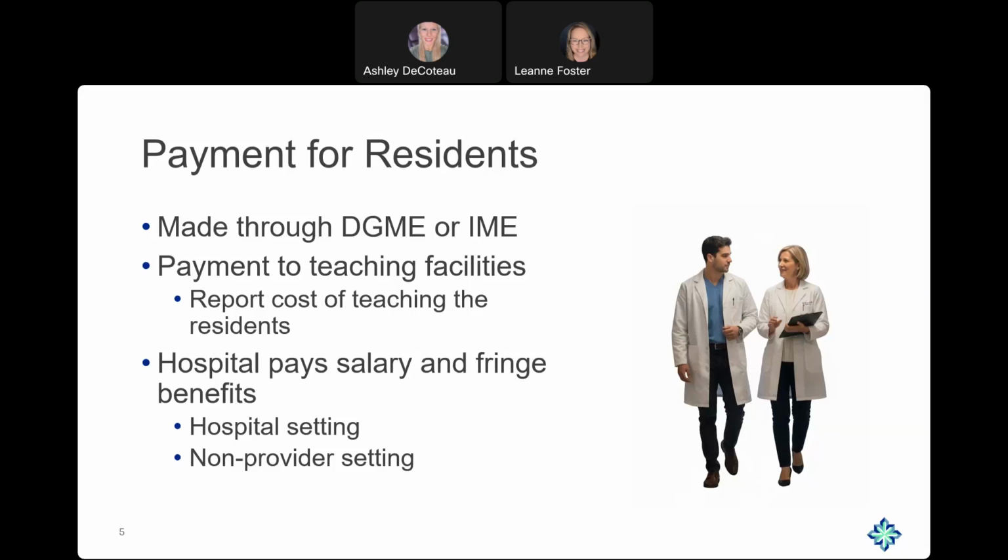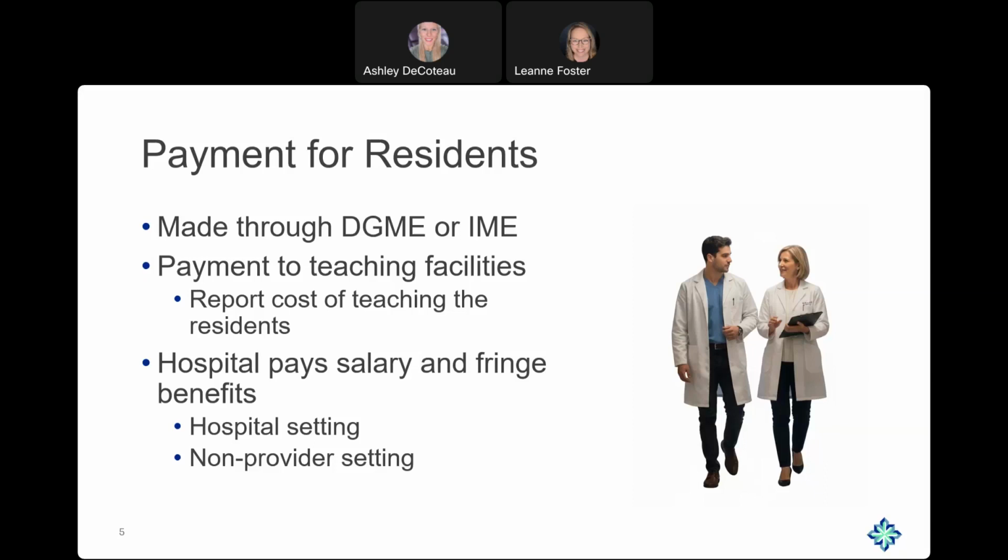We had a pre-submitted question asking if this applies to podiatry residencies. It could apply, but they would have to meet the guidelines. So the facility would have to be receiving the graduate medical education, or the GME payment, for those residents' salary and fringe benefits. And if it does meet those requirements for the teaching facility, then the requirements could apply for podiatry.